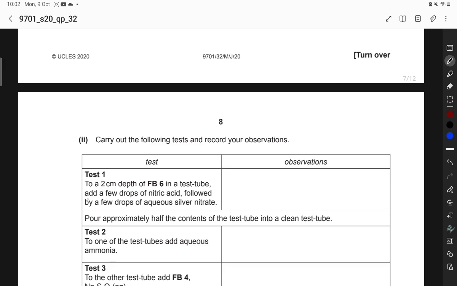Test 1. To a 2 cm depth of FB6 in a test tube, add a few drops of nitric acid followed by a few drops of aqueous silver nitrate. Cream precipitates are formed.